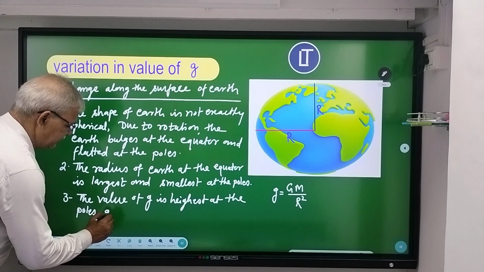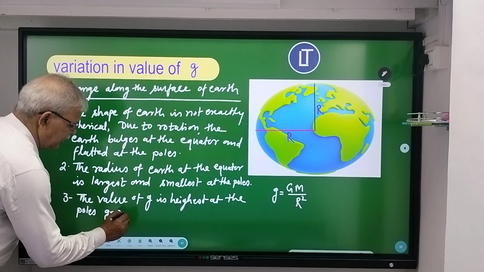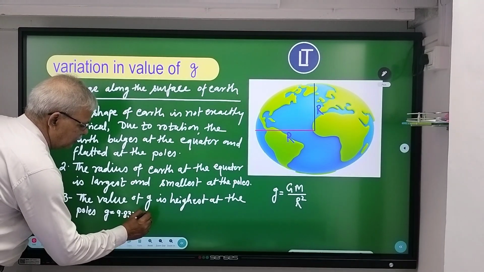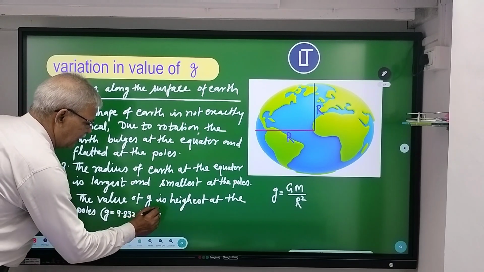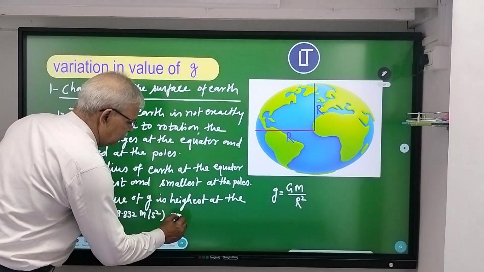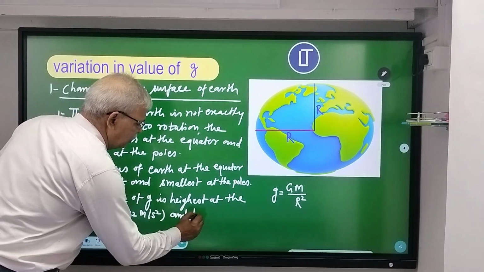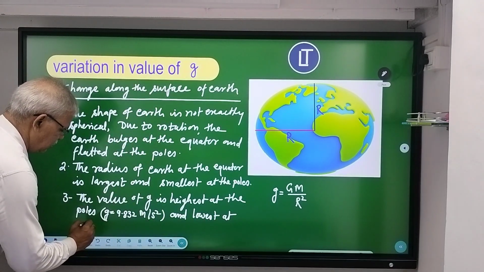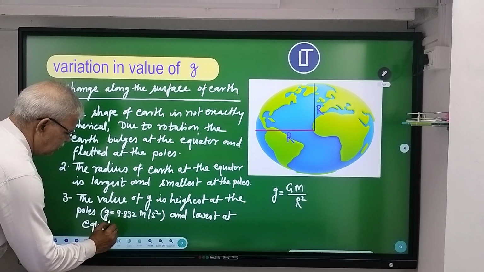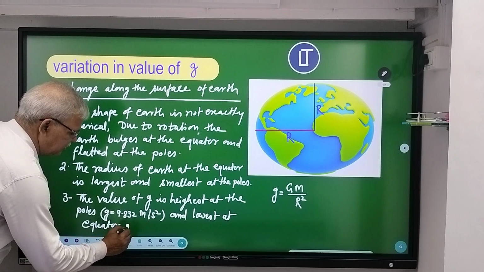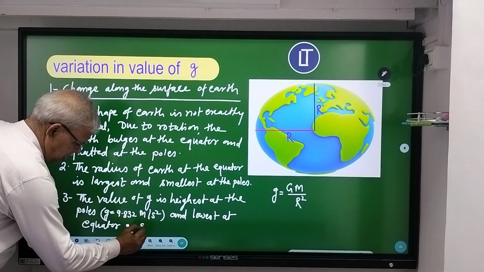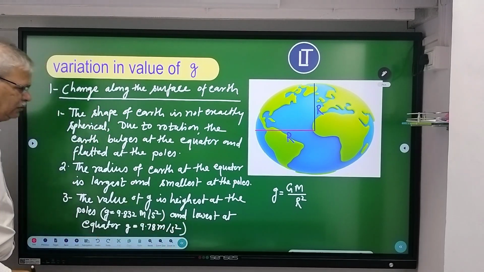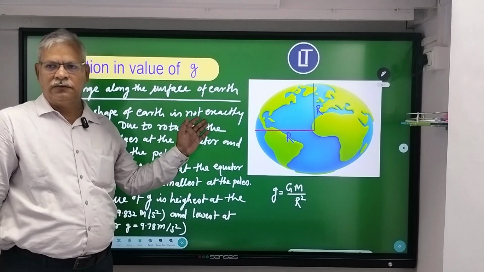How much is that? G is equal to 9.832 meter per second square, and lowest at the equator, that is G is equal to 9.78 meter per second square. Okay, understood why it's so.